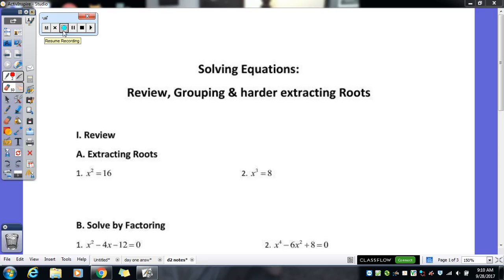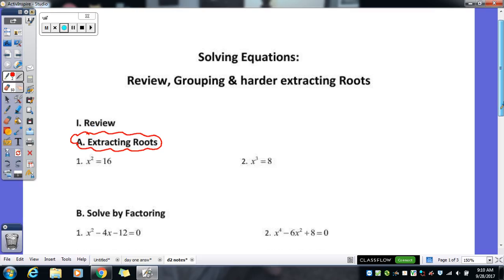So first one we're going to be working on is solving our quadratic functions, our quadratic equations. We've done those before. So our first method is what we refer to as extracting the roots. You may not know it by that term, but you guys generally do know how to solve these ones.